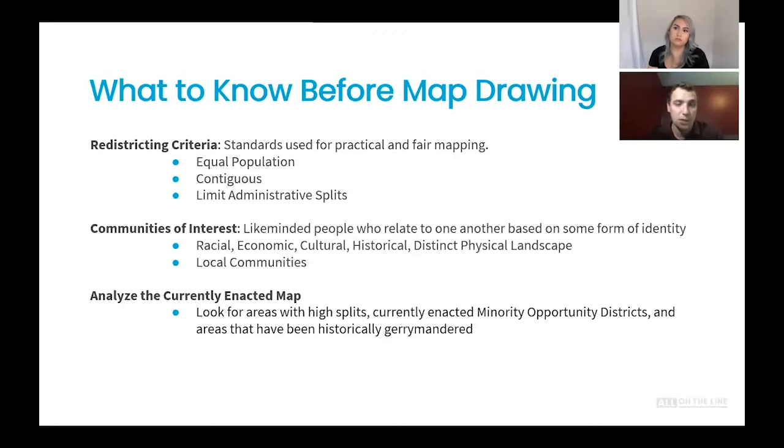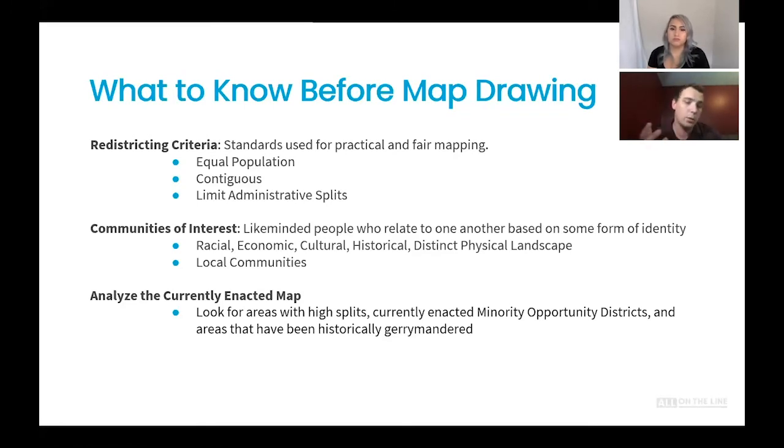One of them is to satisfy the equal population requirement. If a county has too large of a population, it needs to be split in order for that county to have more than one district. Another reason is to preserve communities of interest. Communities of interest are like-minded people who relate to one another based on some form of identity. This form of identity could be racial, economic, cultural, historical, or it could be shaped by the physical environment that they live in. The stress here is on the local community. So your own neighborhood could be a community of interest.